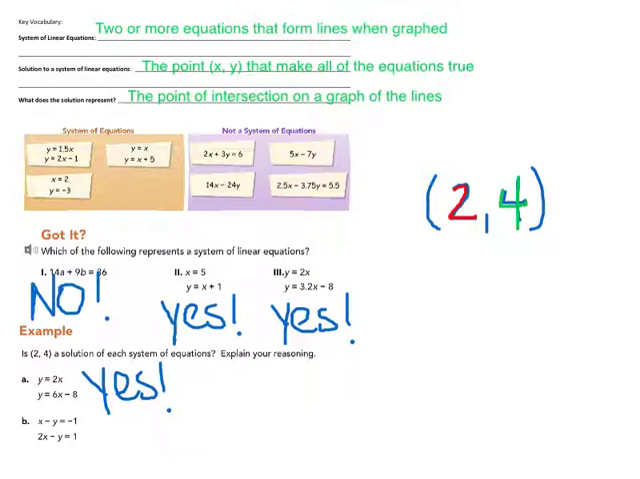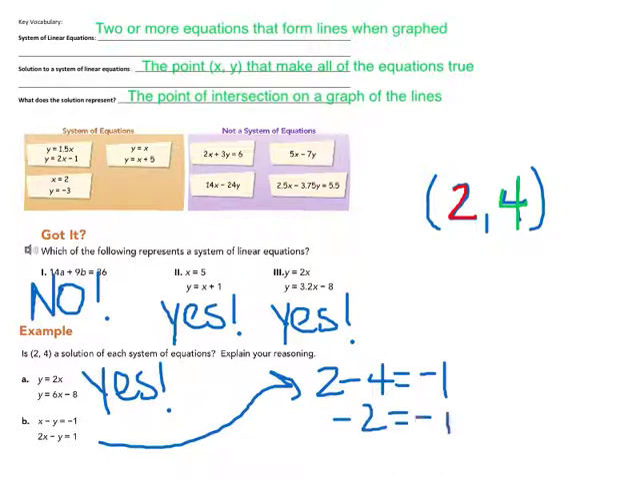So now it's time to see if part B works. So I'm going to take 2 and put it in for the x. I'm going to take 4 and put it in for the y. So here I will have 2 minus 4 equals negative 1. So I'm going to ask, does that make sense? Does that work? 2 minus 4 is negative 2. Does negative 2 equal negative 1? No. So that means that it is not a solution.